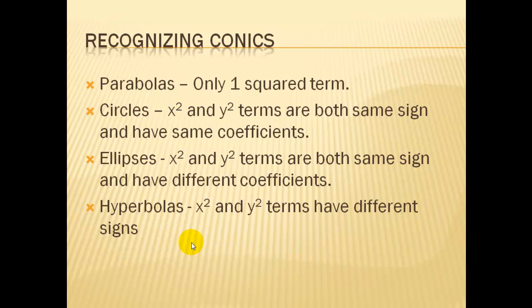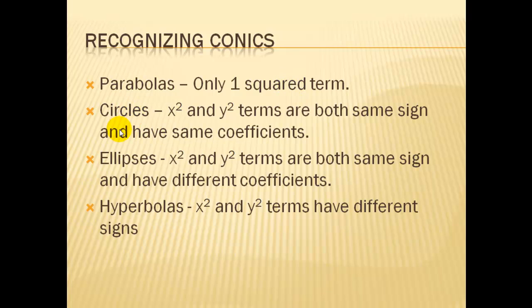Now in this unit we need to be able to recognize conics, and in a second we'll be talking about conics that are not in standard form. So we've got some rules here about how we can determine which particular shape an equation of a conic is. Parabolas are easy to find. It's the only conic that has only one squared term. So if both the x and the y are squared, then it can't be a parabola.